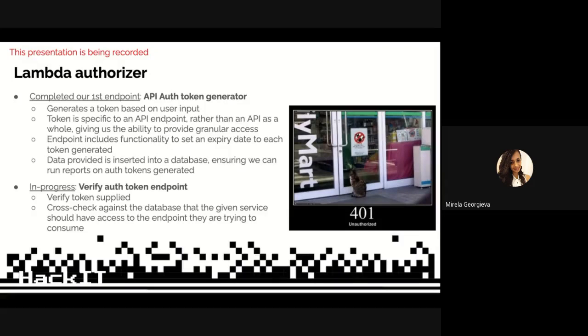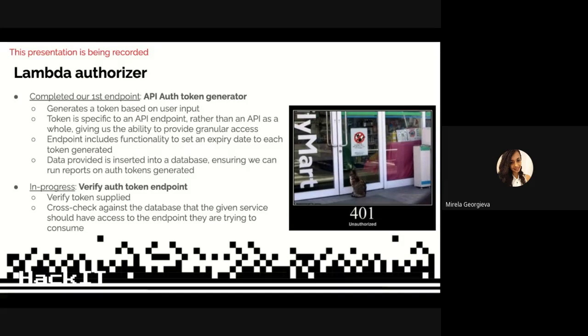So that's been completed, and what's currently in progress is our second endpoint, which is essentially a verify authorization token endpoint. What we're going to use that for is essentially as our Lambda authorizer, which is that extra layer of security. When a user makes a request towards our API, it will first hit the Lambda authorizer, where we're going to take the JWT token they're supplying as part of the request.